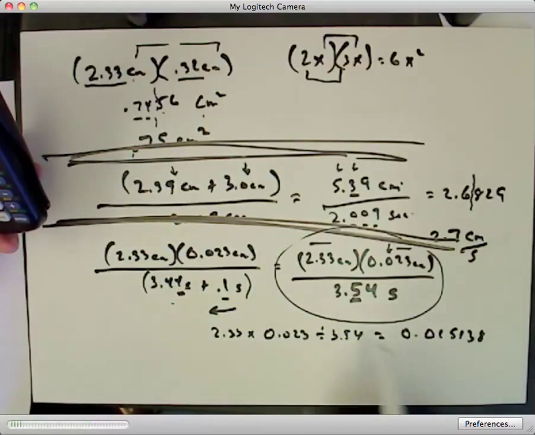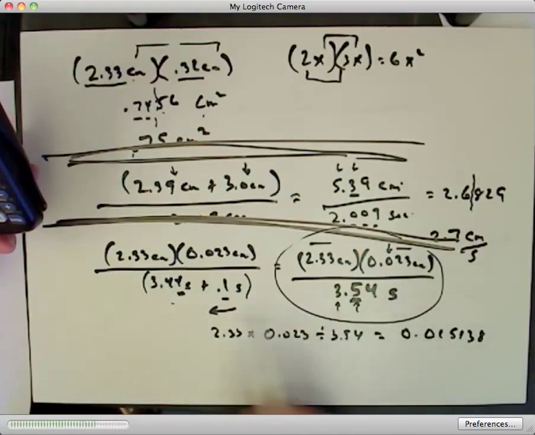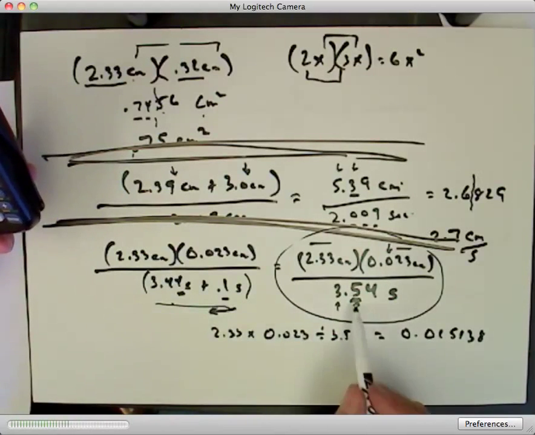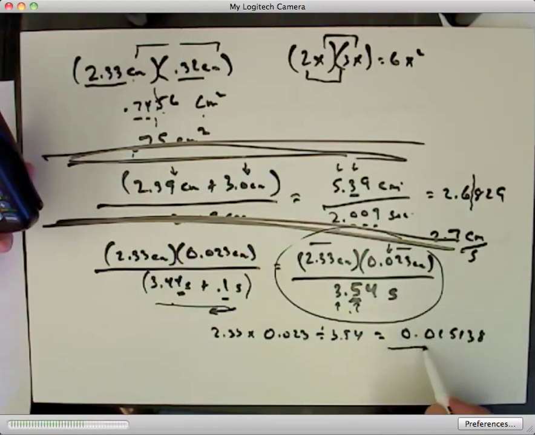What about the denominator? Well, that 3 is a sig fig, and that 5 is a sig fig, and the 4 is just a memory of this adding problem over here. We marked the 5 to remind. So that's 2 sig figs. 2 sig figs is the smallest number of sig figs. So I'll round off to 2 sig figs. So that's going to be 0.015, and the units will be centimeters squared in the numerator and seconds in the denominator.